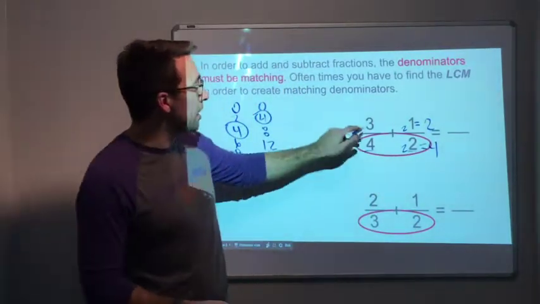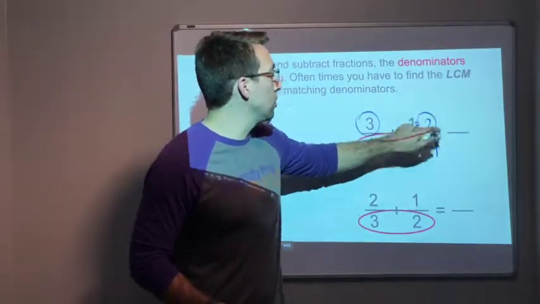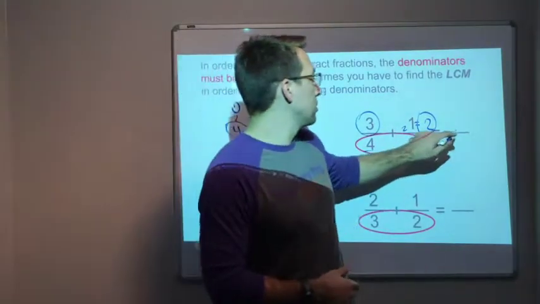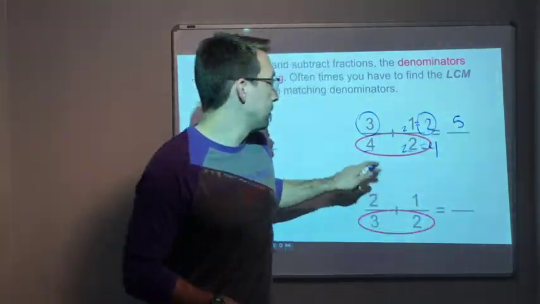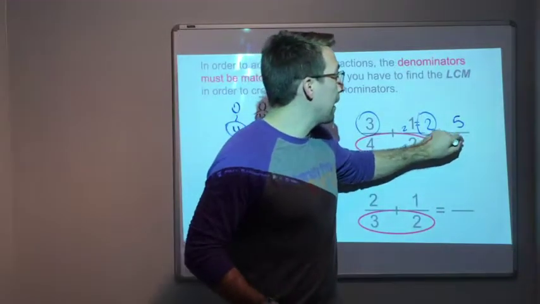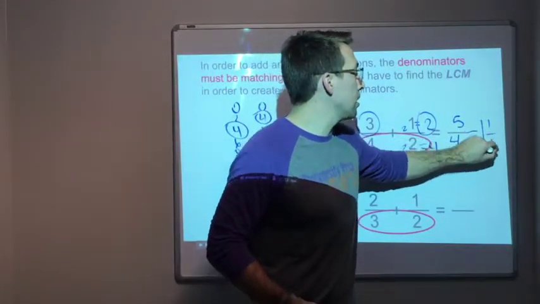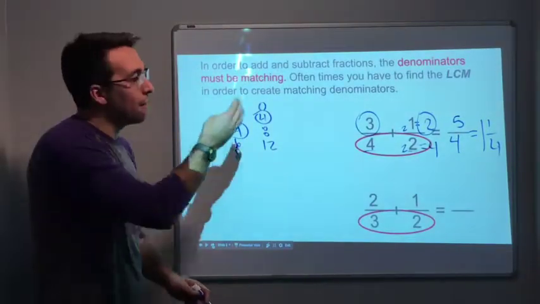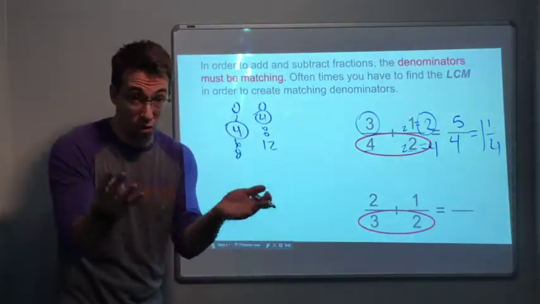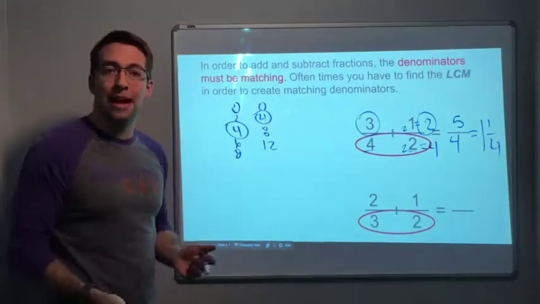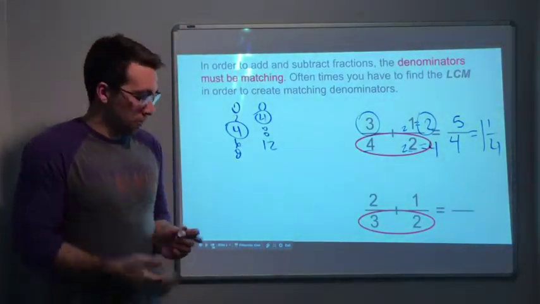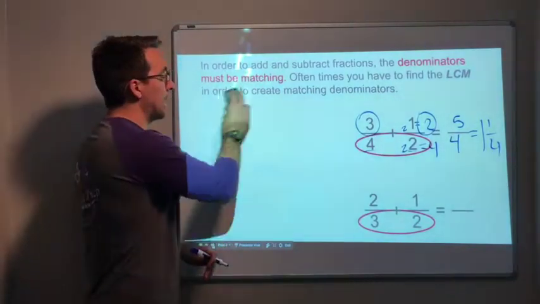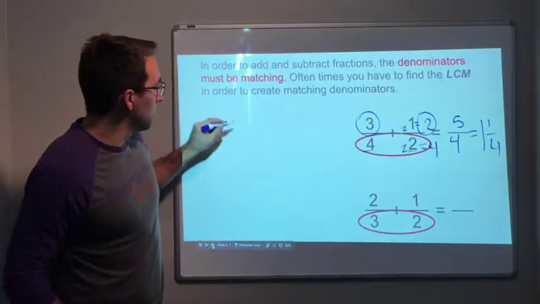So now we can say 3 plus 2 equals what? 3 plus 2 equals 5, and then over 4. 5 over 4 equals 1 and 1/4. Because we found the least common multiple, we can change the fractions to give common denominators, and then we can add the fractions together.